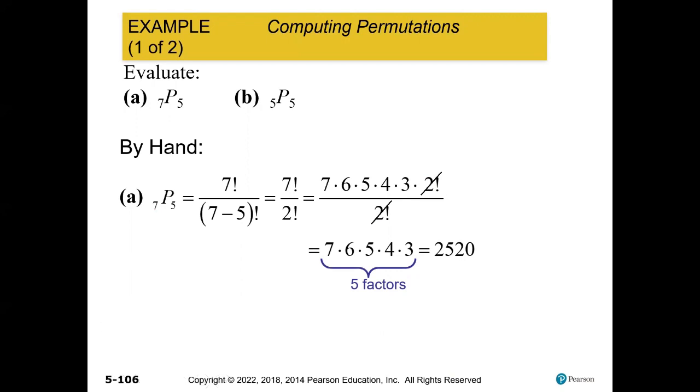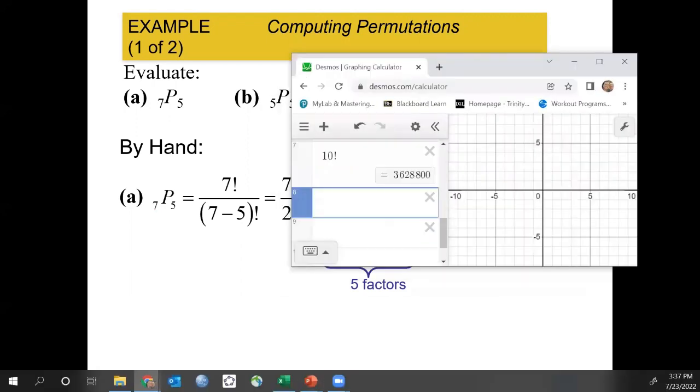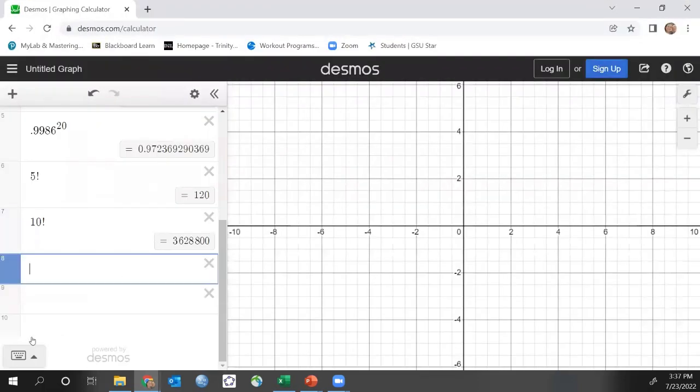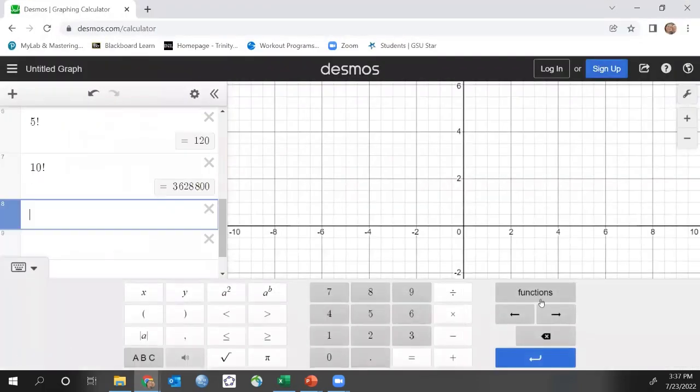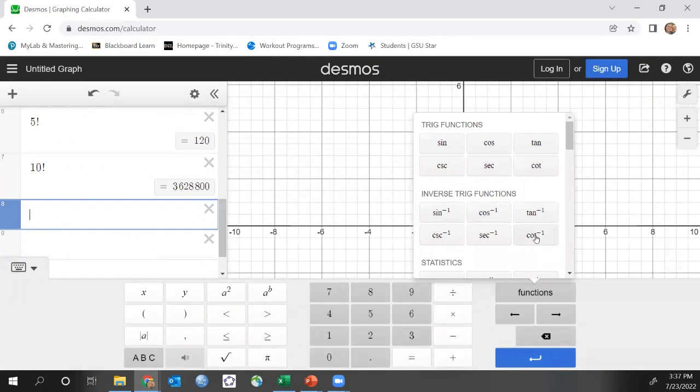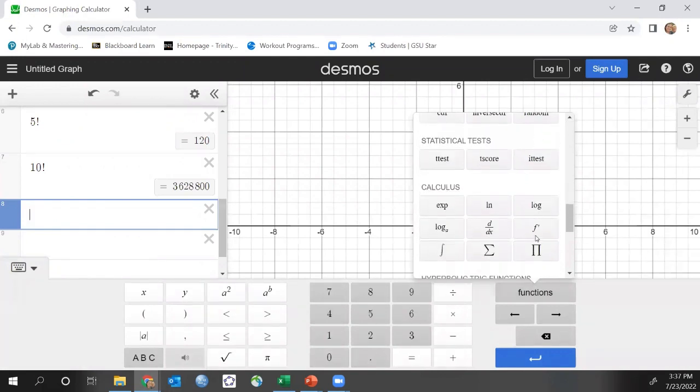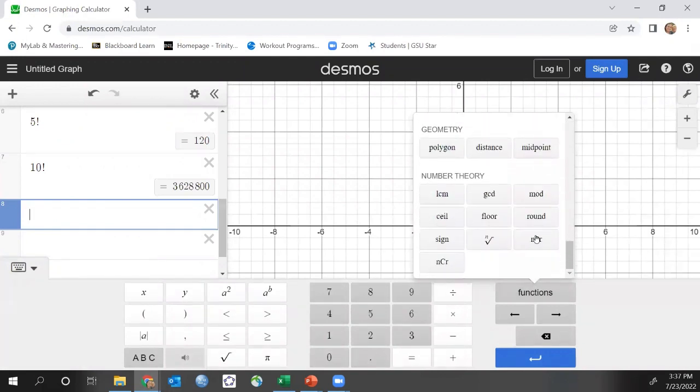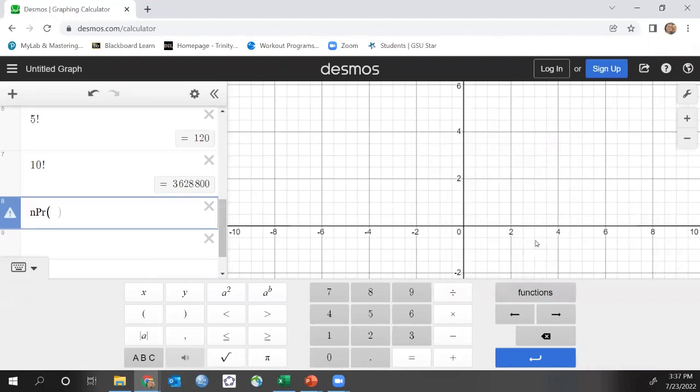We are going to use Desmos to help us here. You have your option to go into functions. It's down here. So nPr 7, 5.